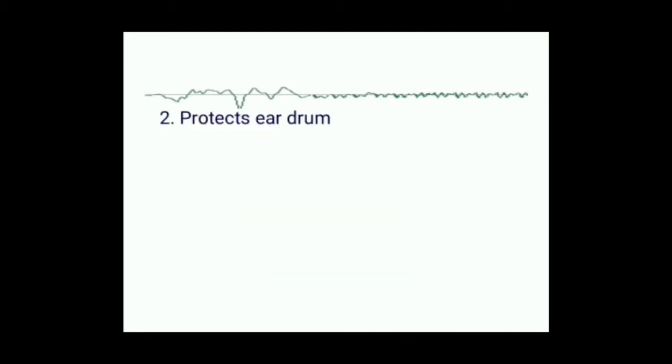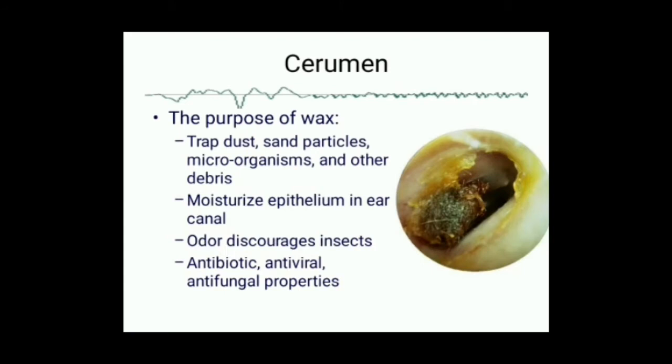The second important function: the outer ear protects the eardrum. The skin overlying the external auditory canal has tiny hairs and ceruminous glands. These ceruminous glands secrete a substance called ear wax or cerumen. This wax will trap dust and sand particles or microbes, and it will be expelled out. It will also help to moisturize the epithelium in the ear canal, and the odor discourages the entry of insects. So it has antibiotic, antiviral and antifungal properties.